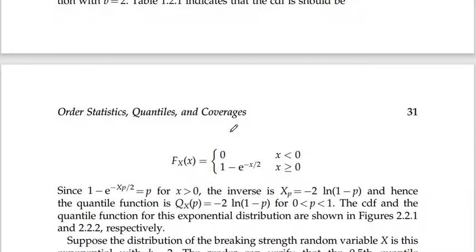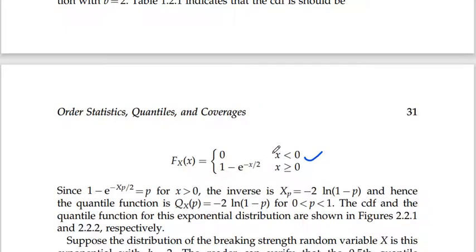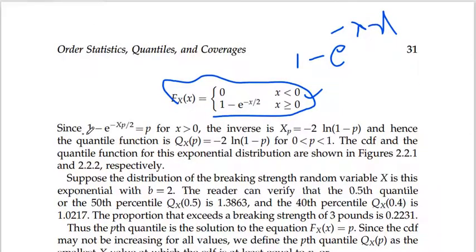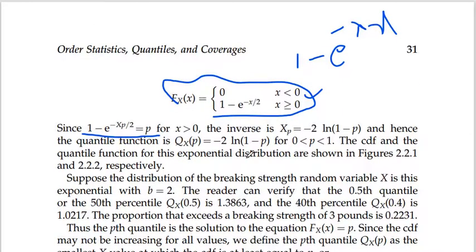Here one example is given. If we take the example of the exponential distribution, this is the CDF: when x is less than 0 we have 0, and when x is greater than or equal to 0 we have 1 minus e to the power minus lambda x. Here lambda is 1 upon 2. This is a simple example related to the CDF. To get the quantile, set this equal to p, then take log on both sides and solve the derivation.